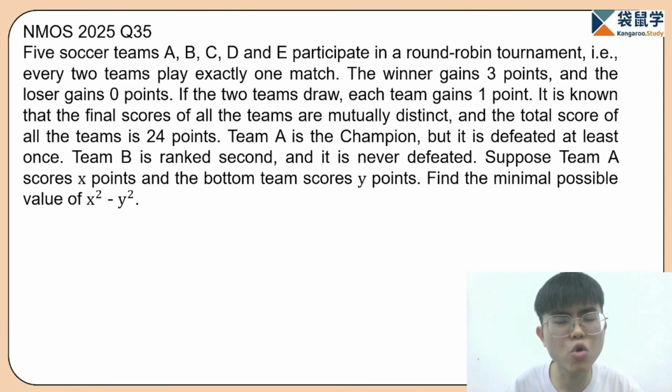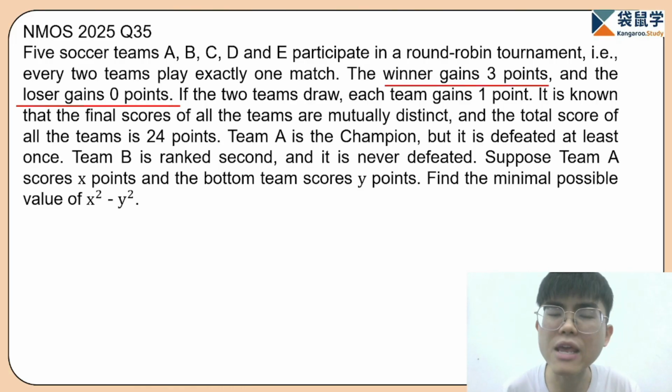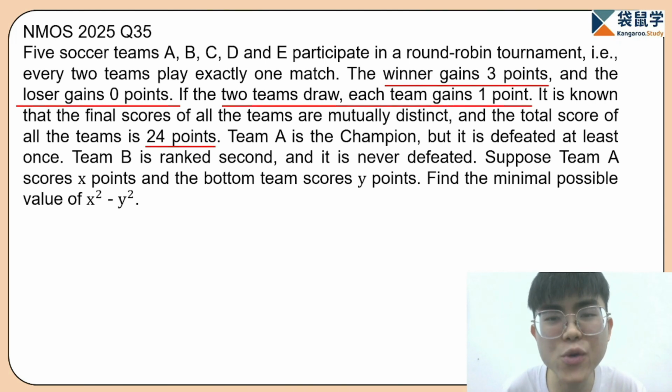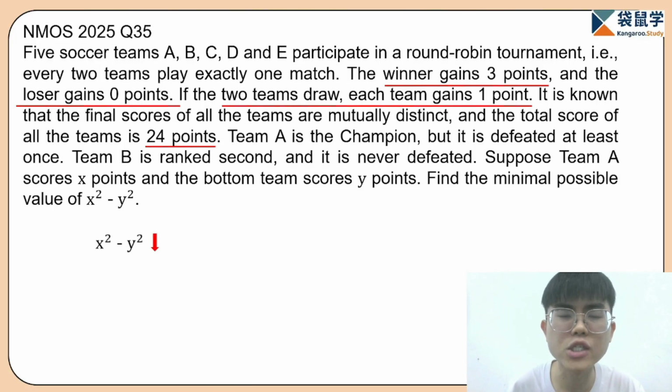How do we solve this question then? No worries guys, let me explain it to you. So based on the question, we know that the winner will gain 3 points and the loser gain 0 points. And if two teams draw, each team will gain 1 point. Then the total score of all the teams is 24 points. We want to find the minimum possible value of X squared minus Y squared. Therefore, we hope that the value of X squared minus Y squared to be as low as possible.